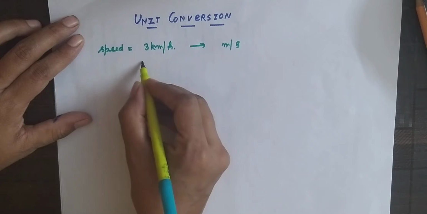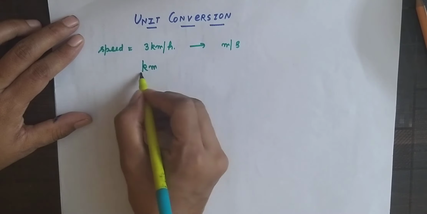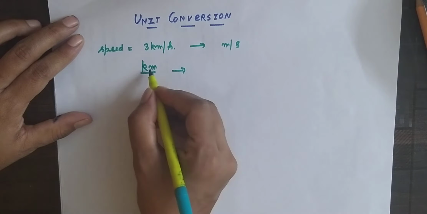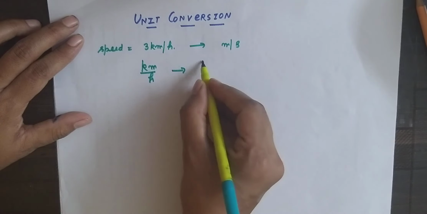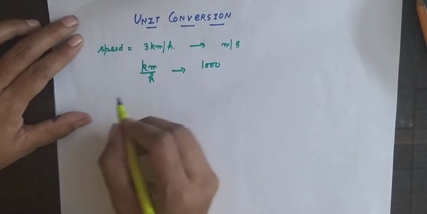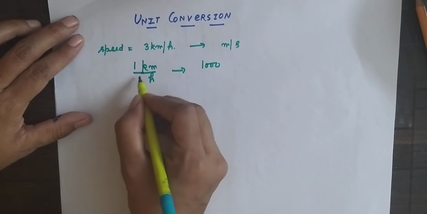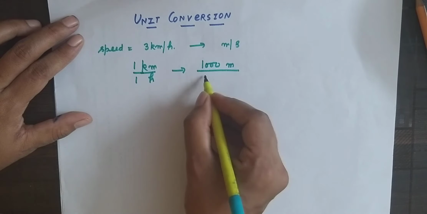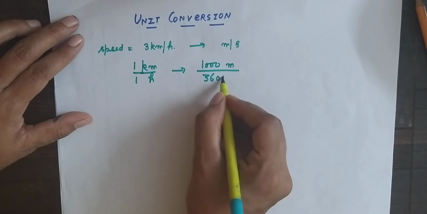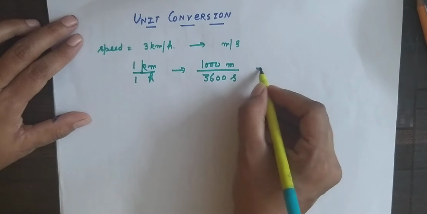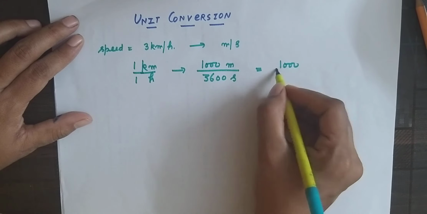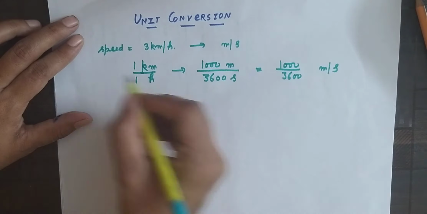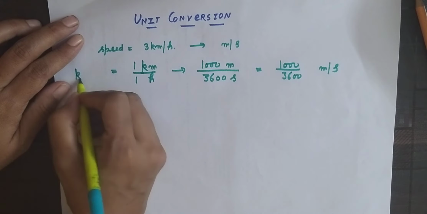So simply we can understand this. Kilometer per hour, we have to change it into meter per second. Then how many meters are there in a kilometer? That is 1000. So 1 kilometer in 1 hour, right? So it is 1000 meter, and in 1 hour how many seconds? It is 3600 seconds, right? So 1000 divided by 3600 meter per second, and here it is kilometer per hour.